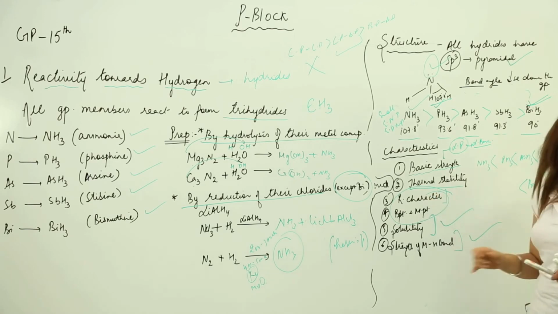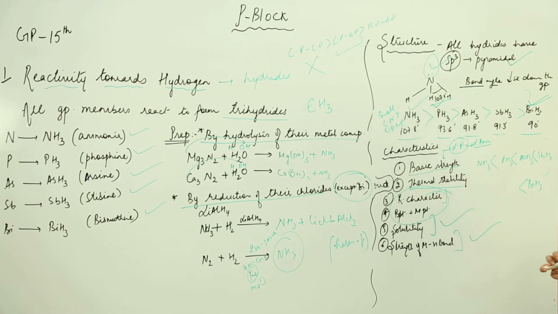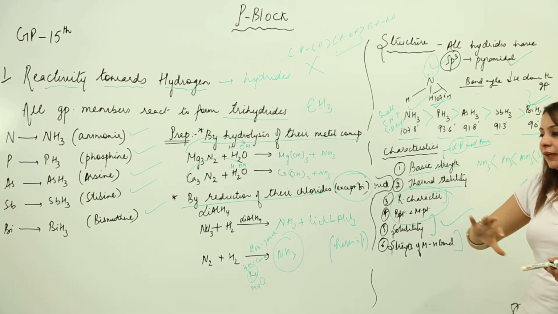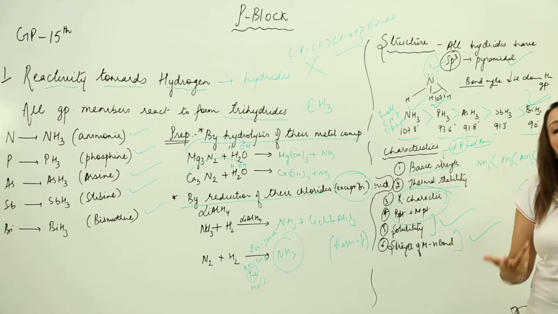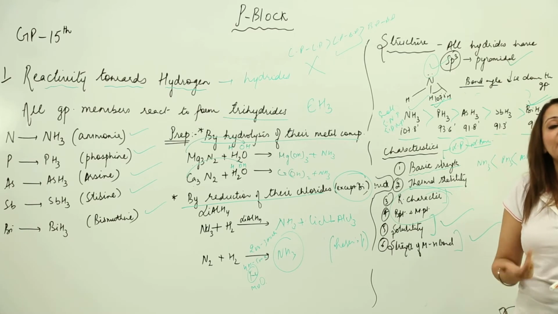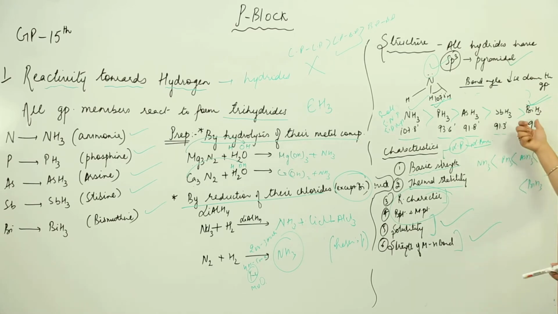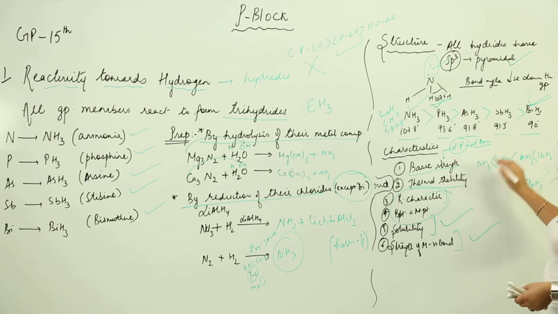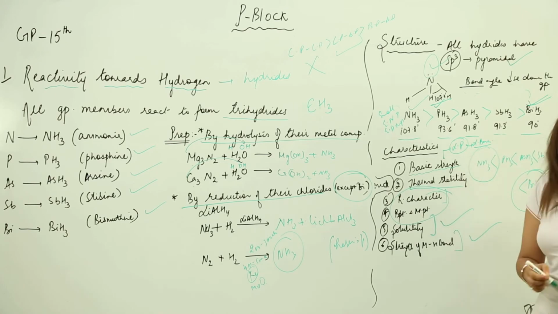Now coming on to the reducing character. What is reducing character? Reducing character is the one in which the release of hydrogen is easier. Where will it be easier? Obviously where the bond is weak, and the bond is weaker in bismuthine, because bismuth is quite big and hydrogen is quite small in size. So that is why reducing character increases in this order. Bismuthine has more reducing character and ammonia has the least.